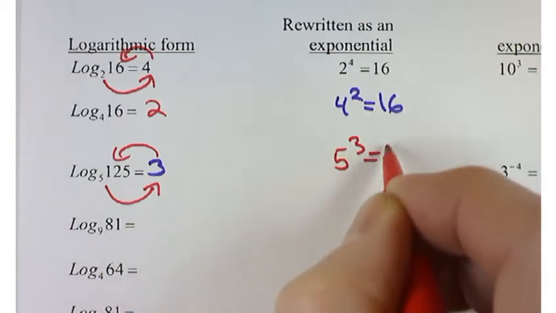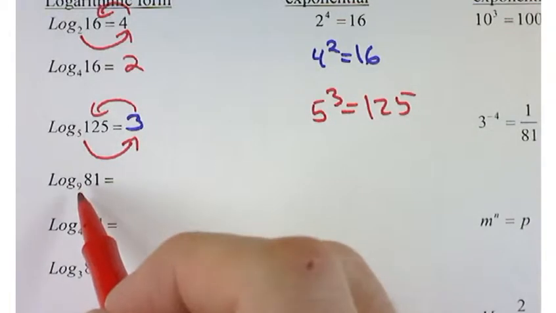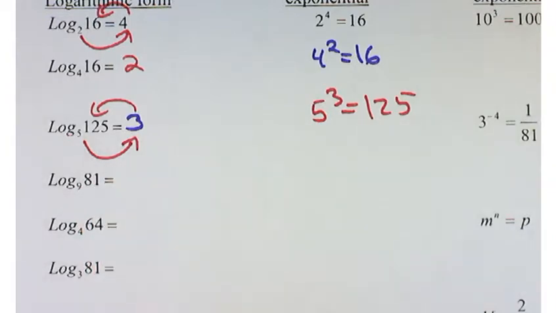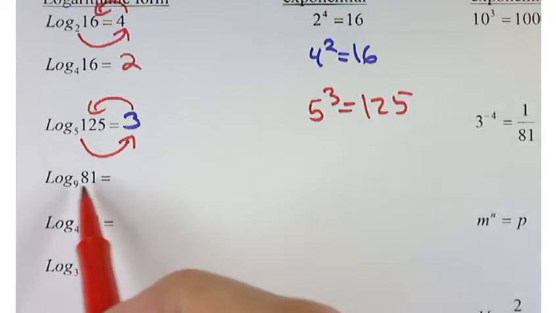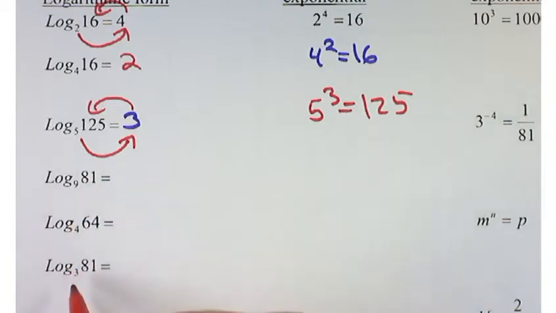5 to the third equals 125. So you're always asking yourself, what power of the base gives me what's called the argument? What power of 9 gives me 81? What power of 4 gives me 64? What power of 3 gives me 81?